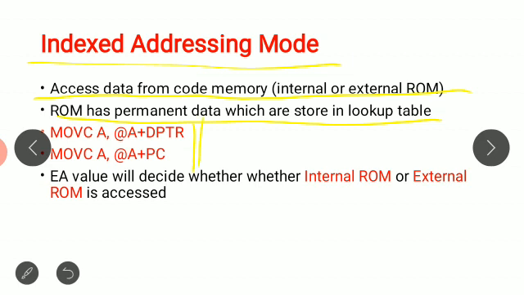Just see the syntax. MOVC is the instruction used: MOVC A, @A+DPTR. The contents of A and DPTR are added, and the content of the memory location pointed by the sum of these two registers will be copied to A. So this is how it works. The EA bar value will decide whether internal ROM or external ROM is being accessed.